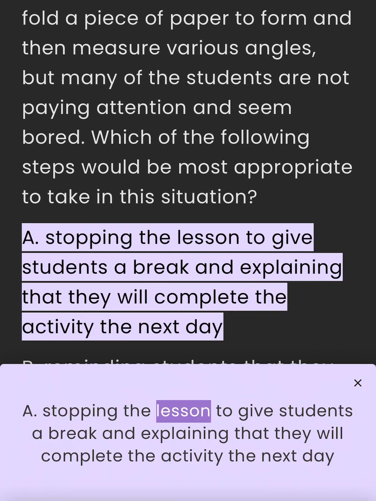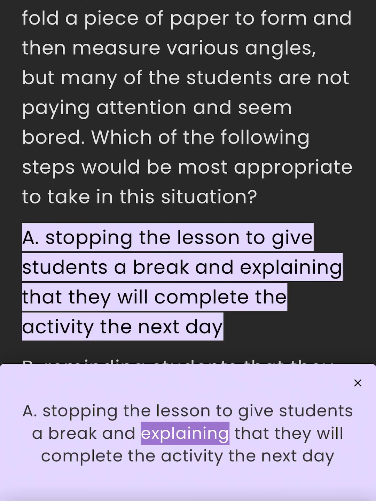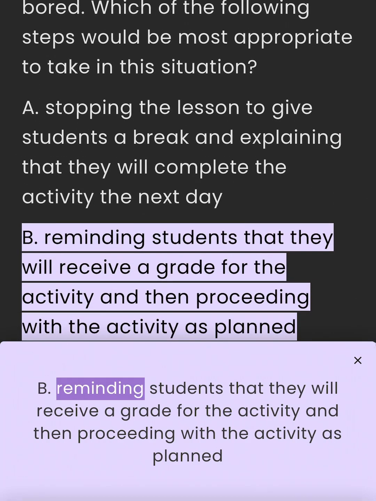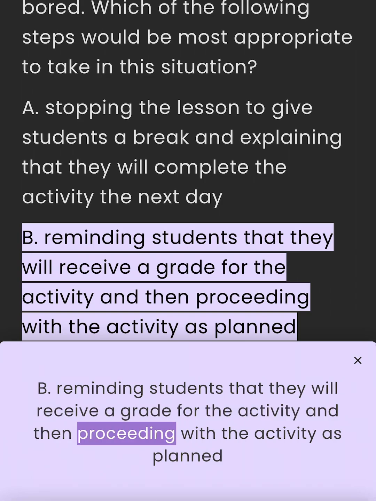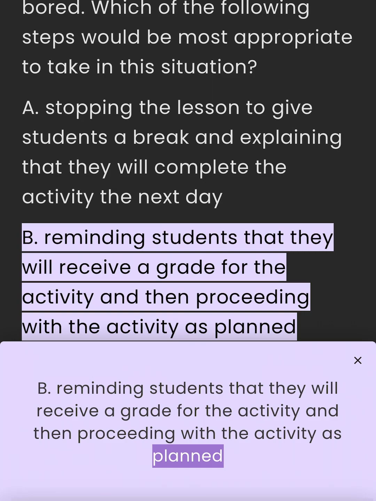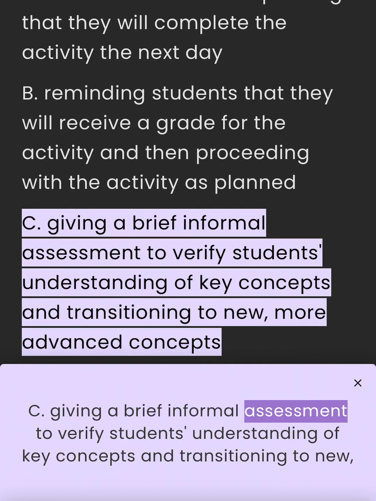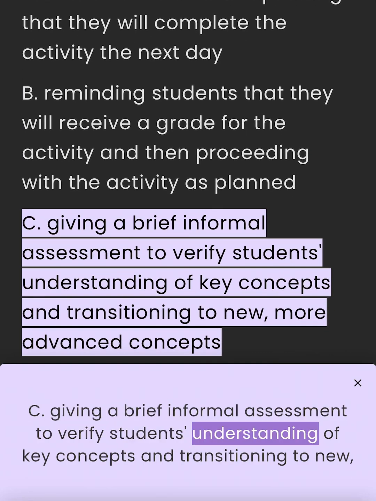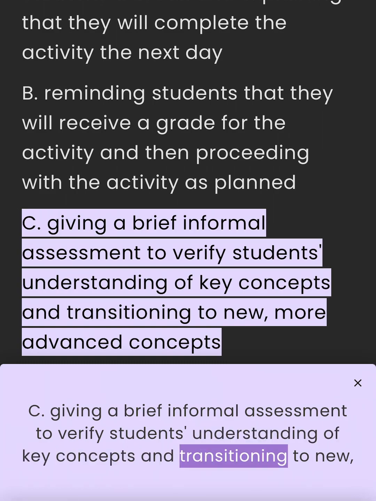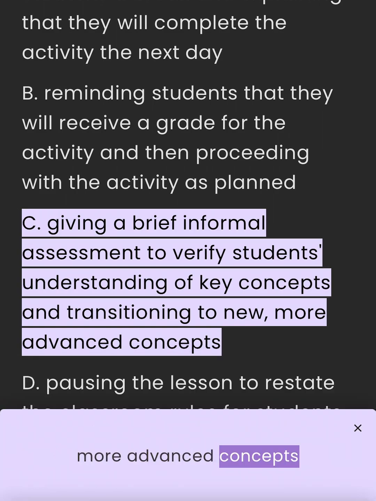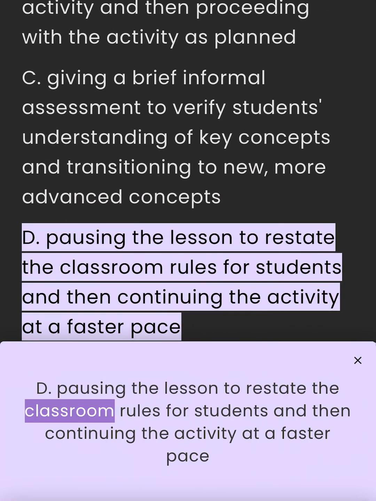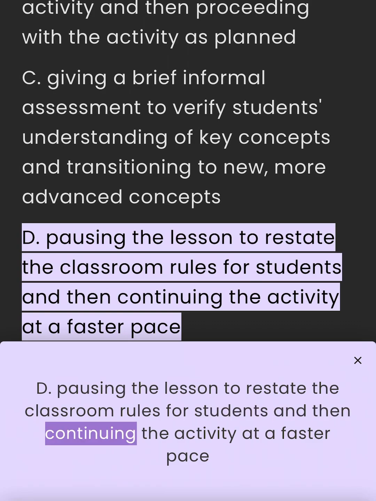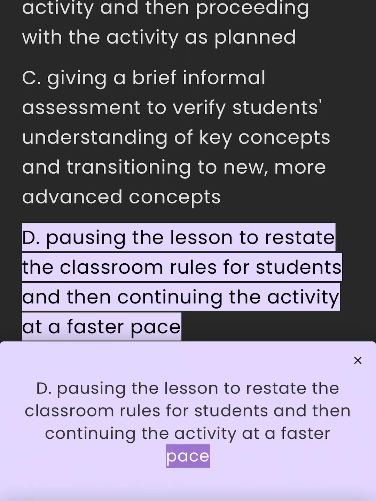A. Stopping the lesson to give students a break and explaining that they will complete the activity the next day. B. Reminding students that they will receive a grade for the activity and then proceeding with the activity as planned. C. Giving a brief informal assessment to verify students' understanding of key concepts and transitioning to new, more advanced concepts. D. Pausing the lesson to restate the classroom rules for students and then continuing the activity at a faster pace.